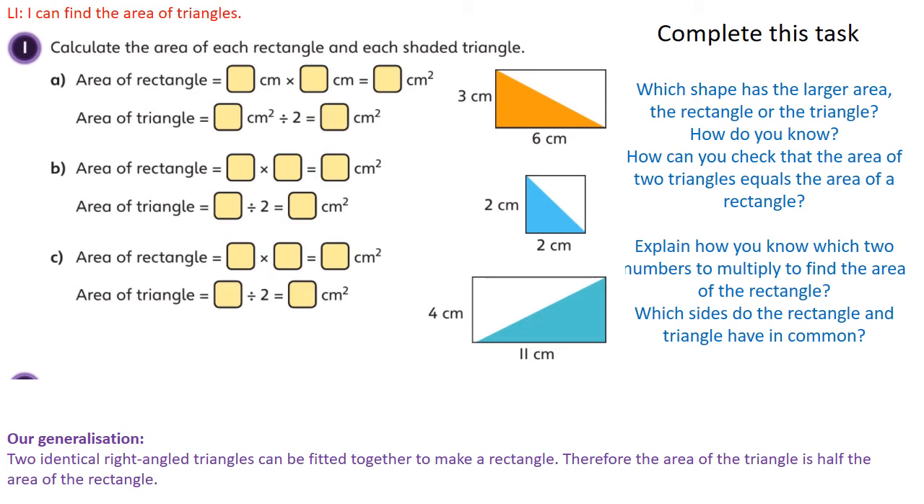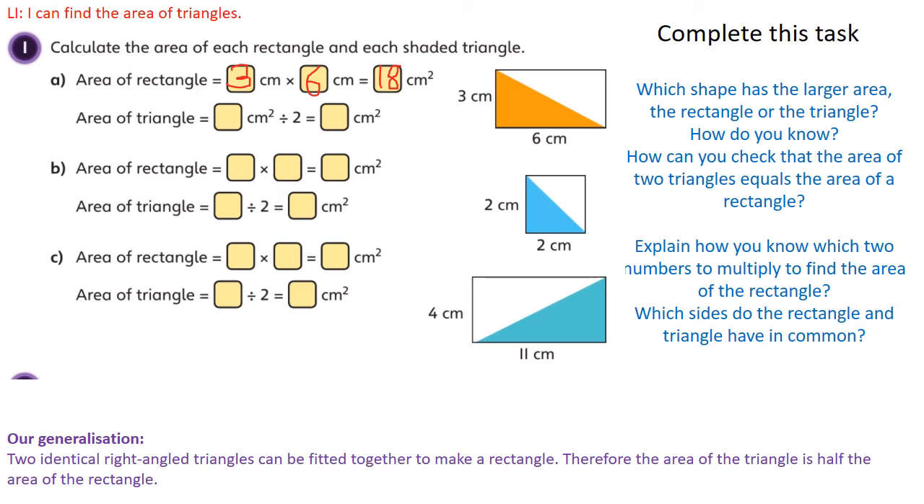So let's have a look at this one. We're being asked to calculate the area of each rectangle and each shaded triangle. So on A, the rectangle, as you can see, is 3 centimetres by 6 centimetres. So first of all, let's find the area of the rectangle. We can say that 3 times 6 is going to give us 18. But remember, we only want the area of the triangle, and the triangle is half the area of the rectangle.